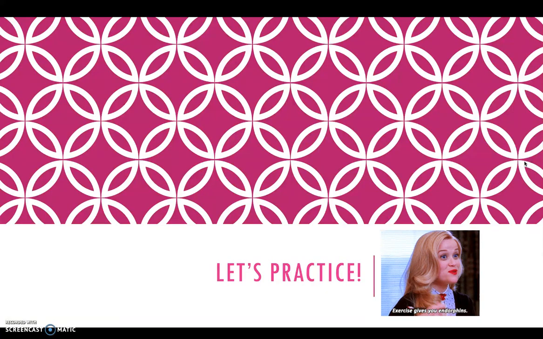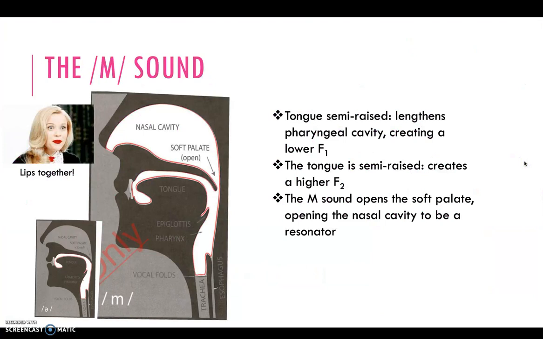So now that we've put it all together, let's put it into practice. As Elle says, exercise gives you endorphins. To begin, let's talk about the M sound. Make the sound and really think about where your lips and other articulators are. On this slide, I provided a side view of the vocal tract. All of these diagrams are from Ferran's book. I also included the schwa sound so that it is easier to see the cavity shapes by comparison.